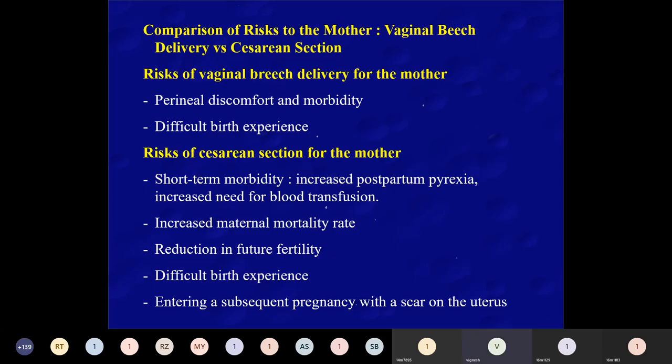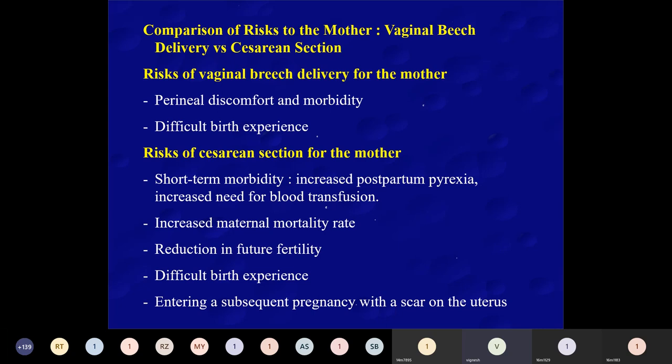This is the slide showing you the comparison of risk to the mother when you consider vaginal breech delivery versus cesarean. Risks of vaginal breech delivery for the mother: there can be perineal laceration, discomfort and morbidity because of the perineal lacerations, and there can be a difficult birth experience.